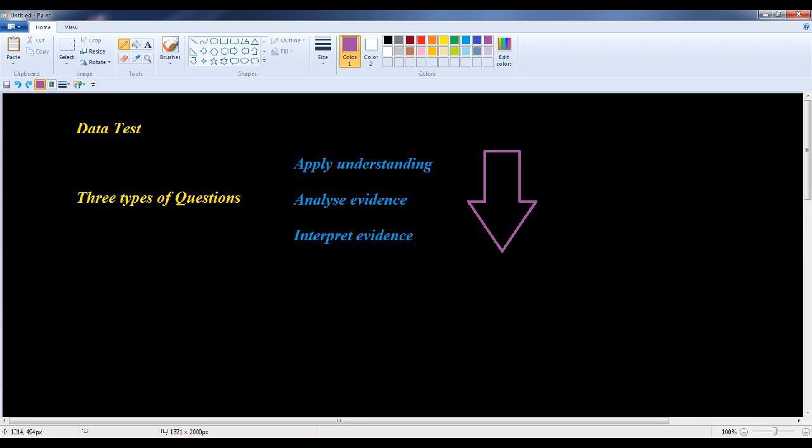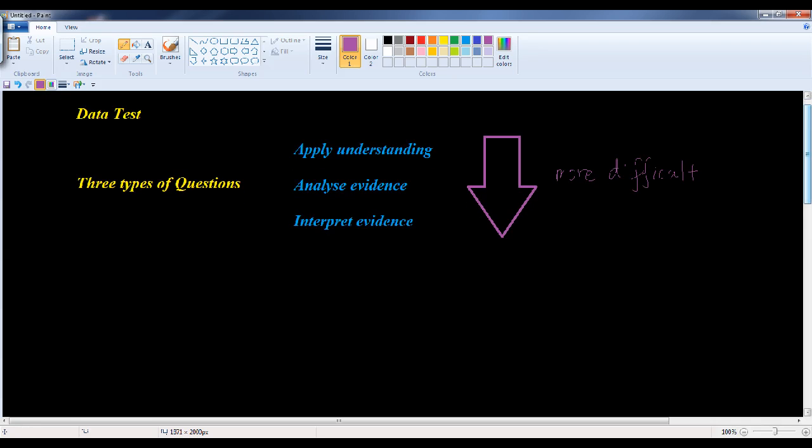Okay, so normally speaking, interpret evidence would be more difficult than the other two, and possibly applying understanding would be the easiest one. So let's say it's more difficult.